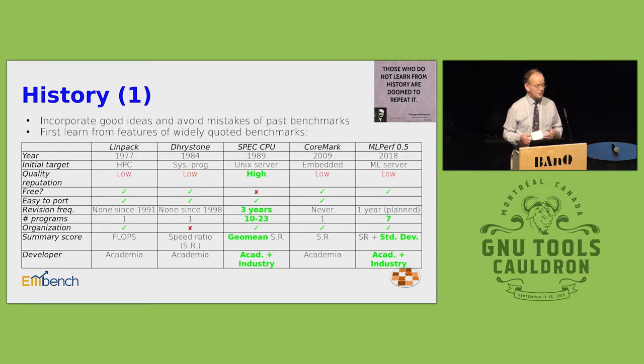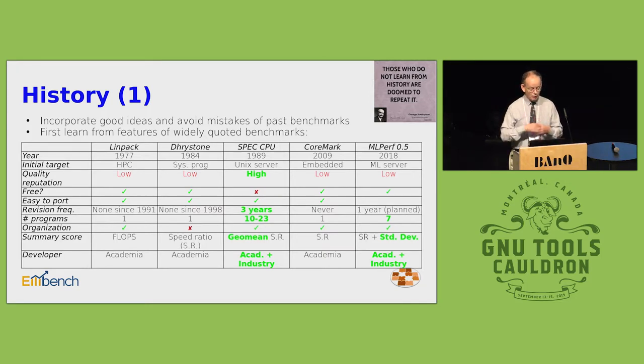Sometimes in the Linpack, it's the discredited floating point operations per second. Dhrystone, it's a speed ratio. How do you compare to other Dhrystone runs? Spec's interesting because it uses a geometric mean. And that's why I put it in green. It's a good thing. Geometric mean helps to make sure no one part of the benchmark dominates. CoreMark is just a speed ratio. MLPerf's interesting because it is a speed ratio type thing, but it also looks at the standard deviation. Not only how much is the average behavior, but how much is the variation across the benchmark.